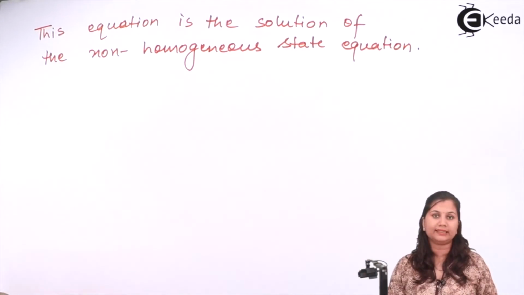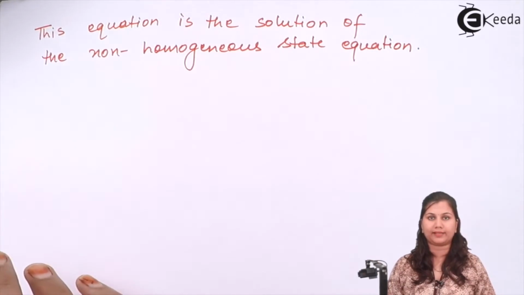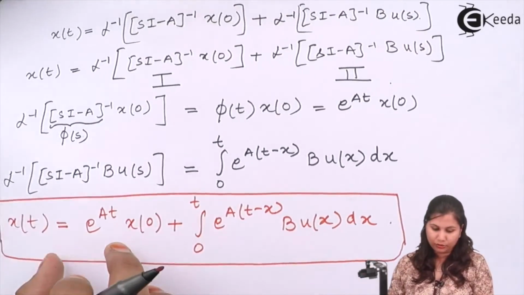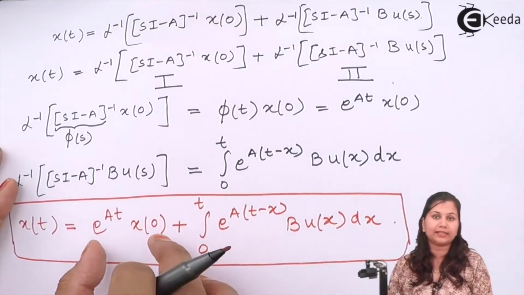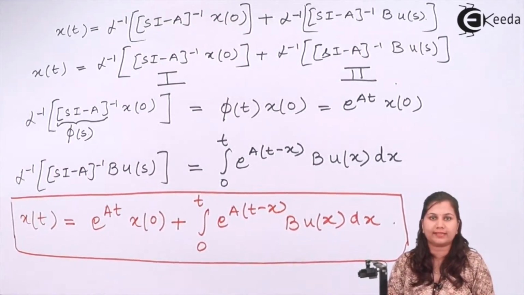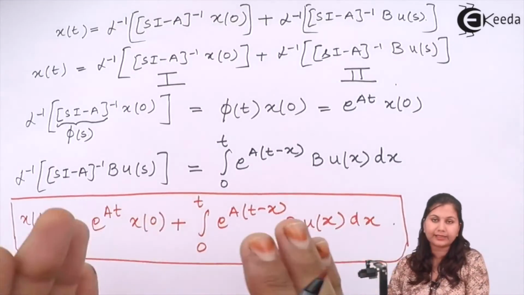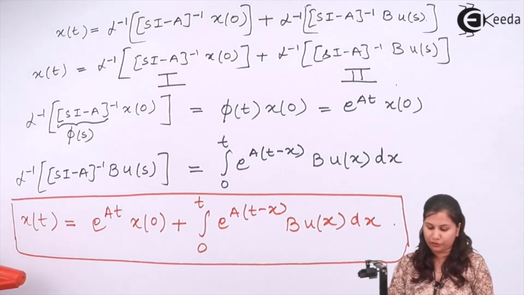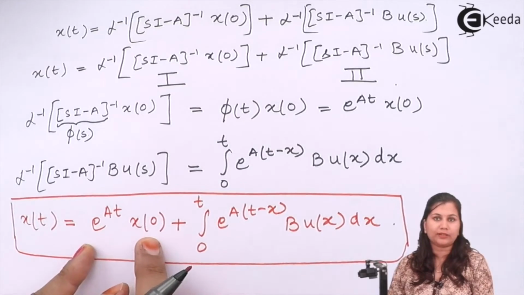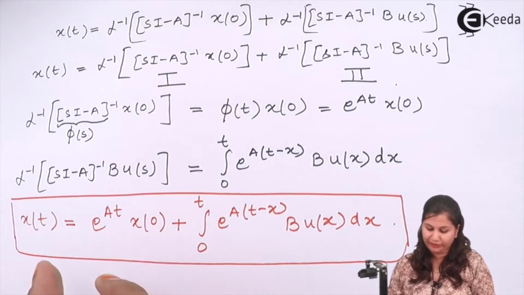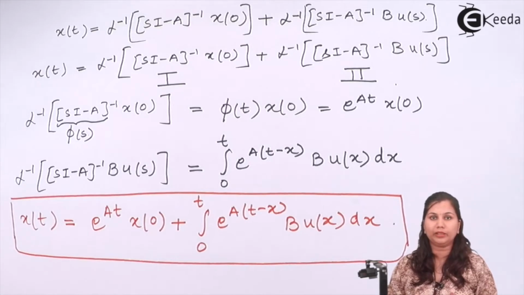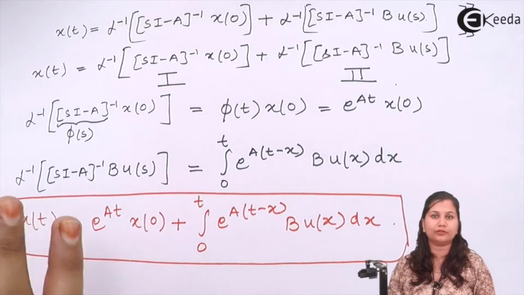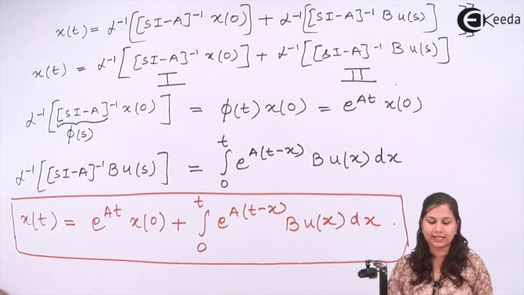Now, you can see that this equation has two parts. The first part represents the solution of the homogeneous state equation, and the second part represents the solution of the non-homogeneous state equation. In the homogeneous state equation, we take our input as 0. So in the first part, you can see that no input term is involved. And in the second part, we have our input.